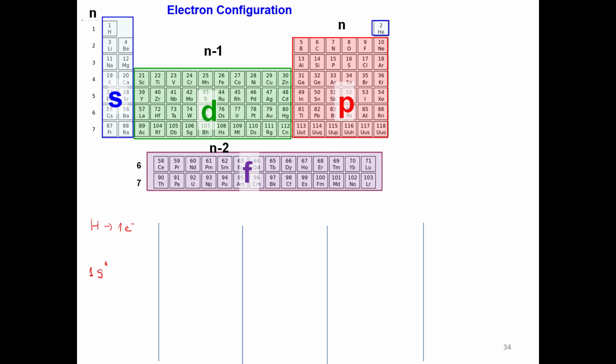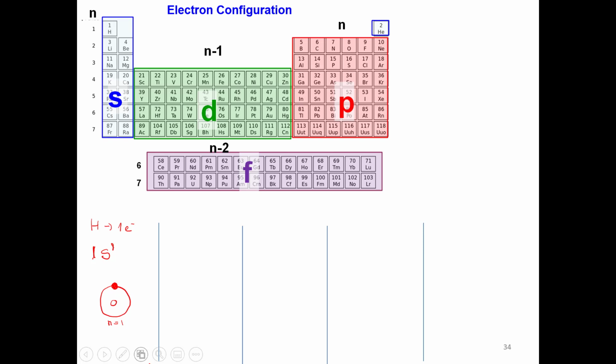If we want to represent this, let me get some space here. It's 1s1. And we will have something like that. This is n equal 1, 1 subshell. Remember, s can hold maximum 2 electrons, but hydrogen has just 1. Then this is the electron configuration for hydrogen, and this is how we can represent it in a diagram.